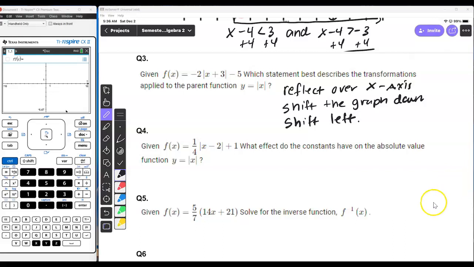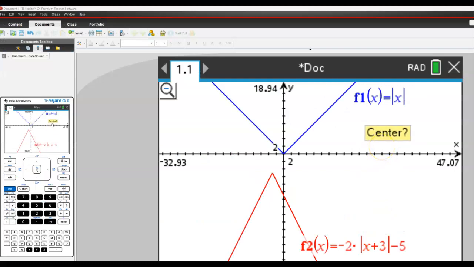So if you want to check this, you're going to go ahead and graph this, and I'm going to go ahead and do that. Okay, as you can see, I graphed both equations. Here is the absolute value equation, and here is the transformation. So the negative reflects over the x-axis, the minus 5 shifts it down, and the plus 3 moves it left.